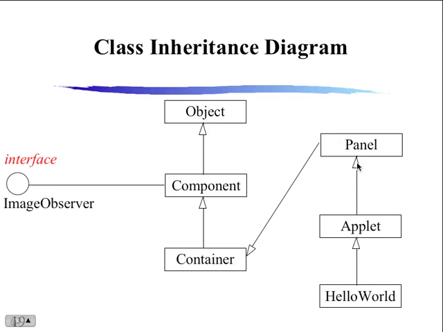But it's just a matter of what you're importing and what you're creating instances of. We create an instance of panel that sits inside of a container that sits inside of a component. And everybody's an object, so everything comes from object. And then we have applet that we could create that would be in a panel, as an example.